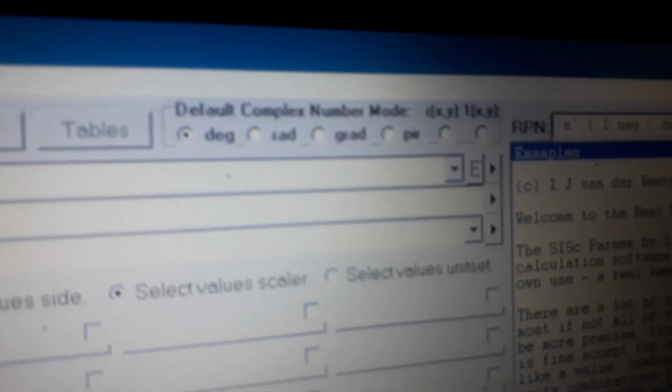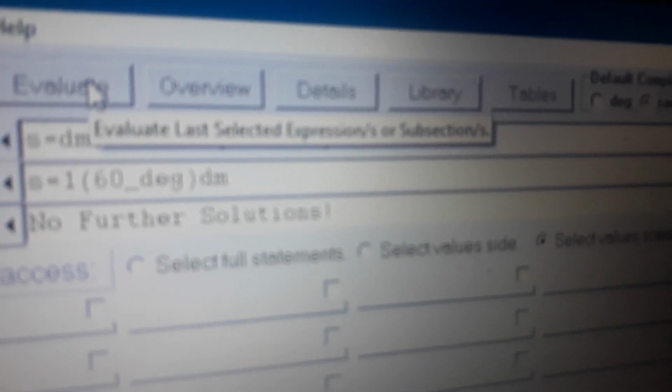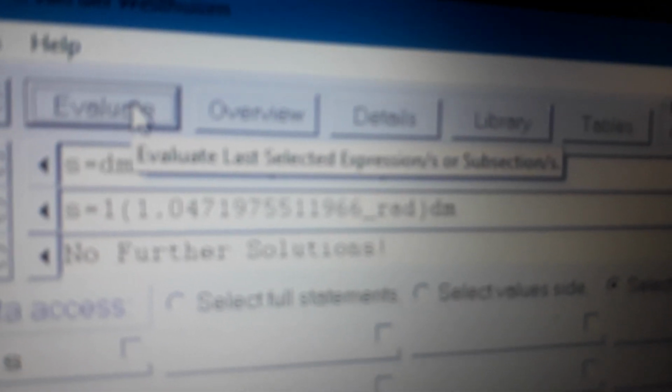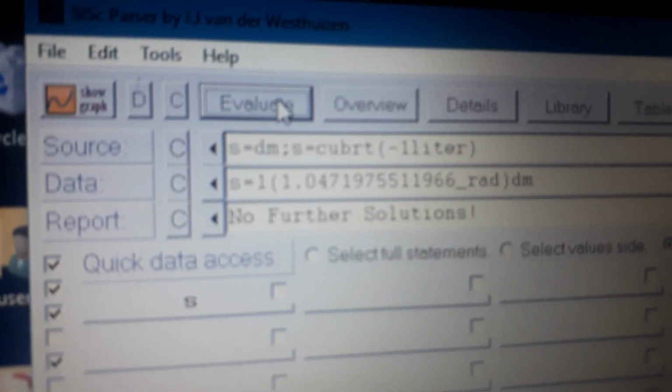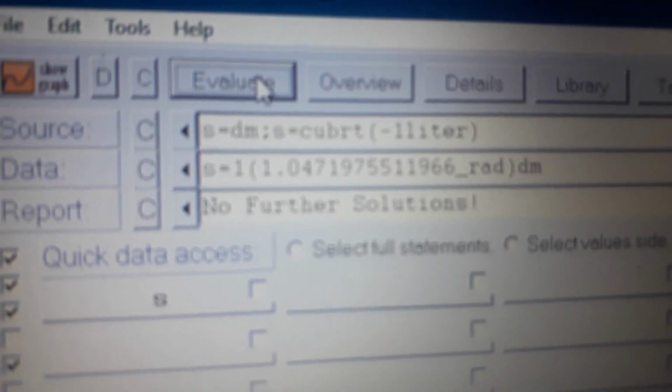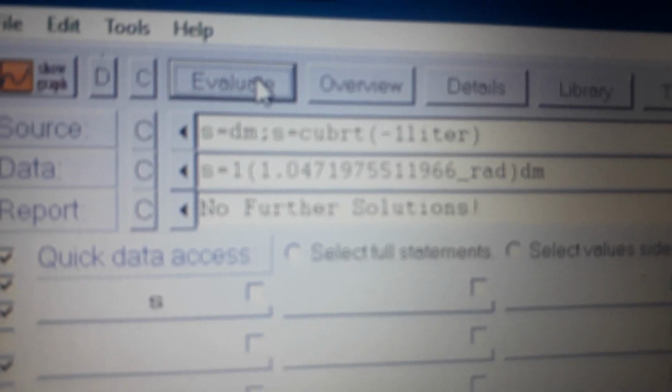Now let's see what it does in the other modes. That's degree mode. That is radians mode. If I click that one, we hit evaluate. That's the radians mode now, and it will be that. I hope you can see that. The focus is trying to pull the focus right. That's a radians mode answer.